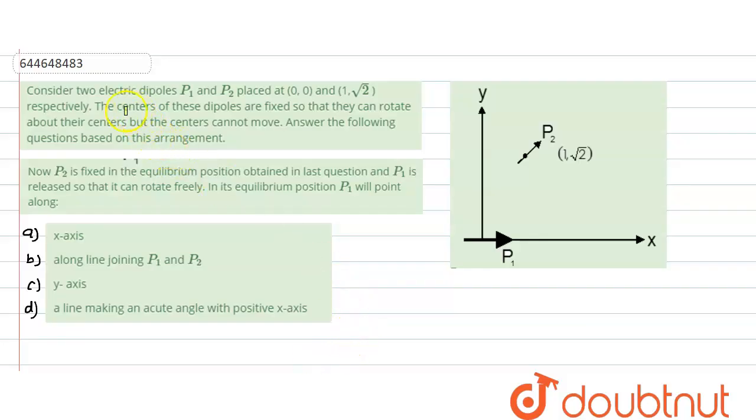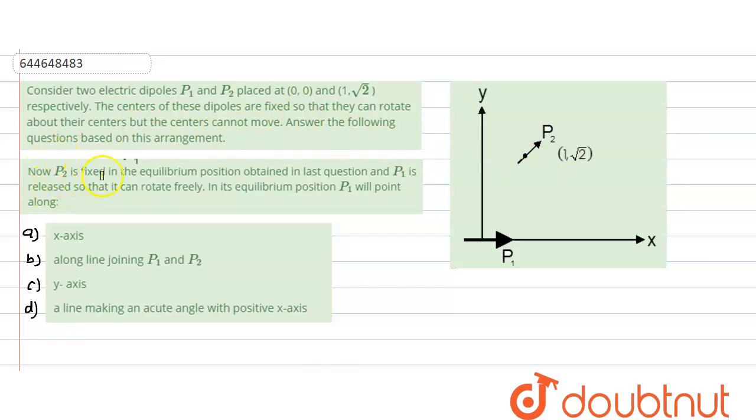Hello everyone, let us start with our question. In this question, what is given? Consider two electric dipoles P1 and P2 placed at (0, 0) and (1, root 2). This is one of the dipoles, this is another dipole. Now the centers of these dipoles are fixed, so that they can rotate about their centers, but the centers cannot move. So they can rotate, but they cannot move. Now we need to answer this.